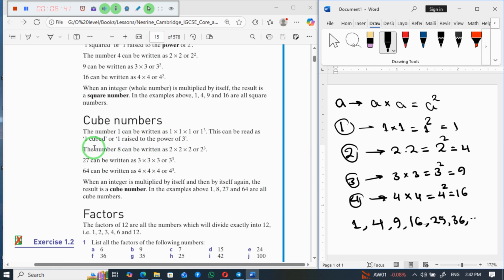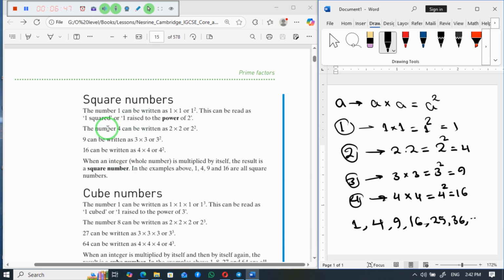You can also read the text here. For example, the number 1 can be written as 1 multiplied by 1. This can be written as 1 squared or 1 raised to the power of 2.